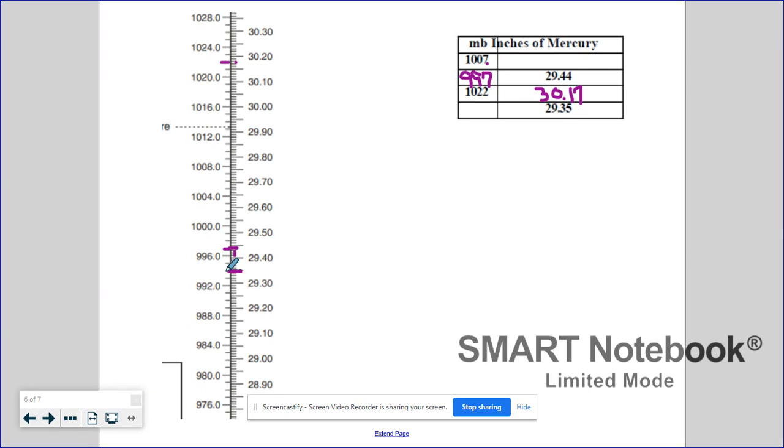29.35, my line, and it matches with this one. 992, 993, 994 millibars. 994. And I hope that this helps make more sense for you.